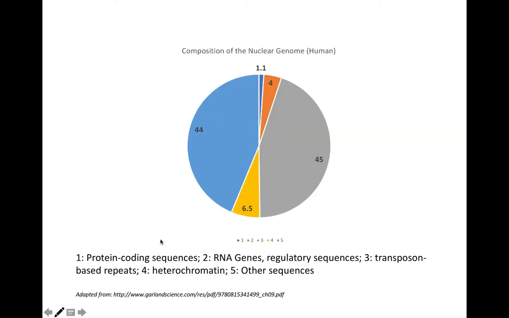So what is the genome made up of? Remarkably, and I think to a certain extent somewhat surprisingly, a very small proportion is protein coding. Most people say less than 2%. This diagram from a textbook from Garland Science shows 1.1% of the genome is made up of protein coding genes, with another fairly reasonable 4% made up of RNA genes, including ribosomal RNA genes. So these are genes that are only transcribed into RNA and then not into protein.